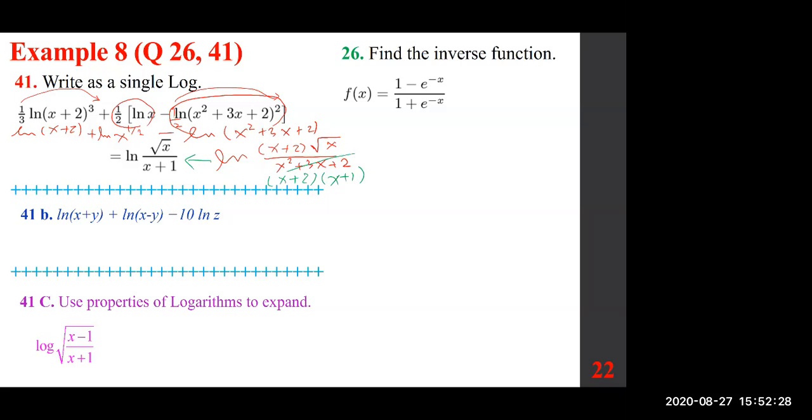Number 41 is really simple. Ln of x plus y plus ln of x minus y minus 10 ln z. First of all, I'm going to get rid of this 10 and put it up here. I hope you see what I'm doing, okay? Then anything with the plus sign becomes the numerator. So the answer is ln. These two have a plus sign, this one and this one. So x plus y times x minus y. And then z to the power of 10 goes down, and here's your final answer. Okay.